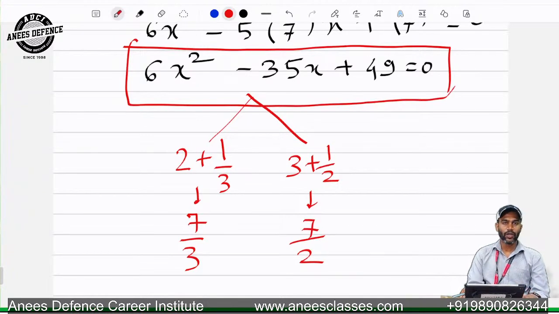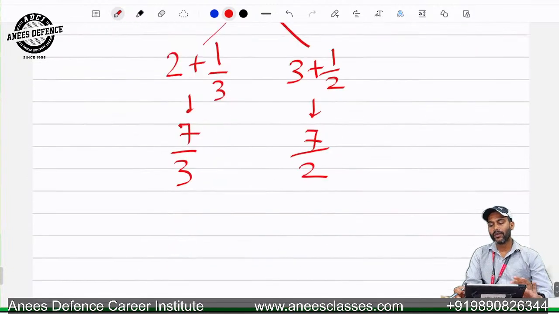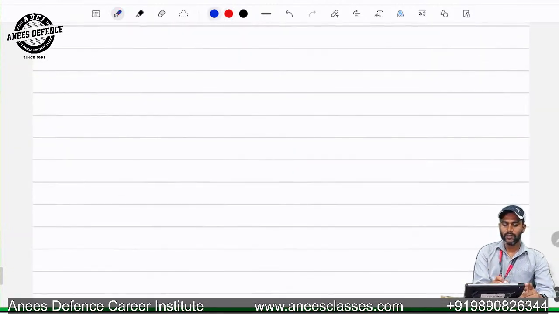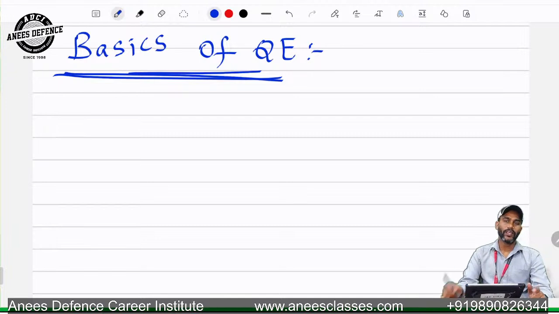Now we'll work on some basics of quadratic or polynomial. You know what is polynomial? So we have understood the transformation, and any type of example you can do now. If we make some symmetrical changes on the roots, then you can find out the required equation. Now tell me, what is polynomial? Basics of quadratic equation. So my first question is, what is polynomial?